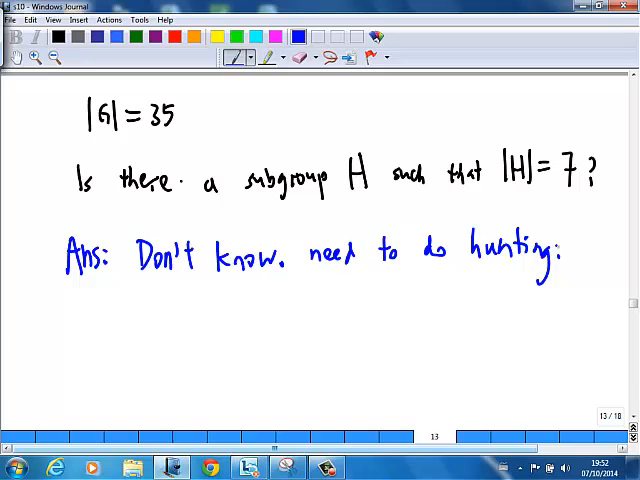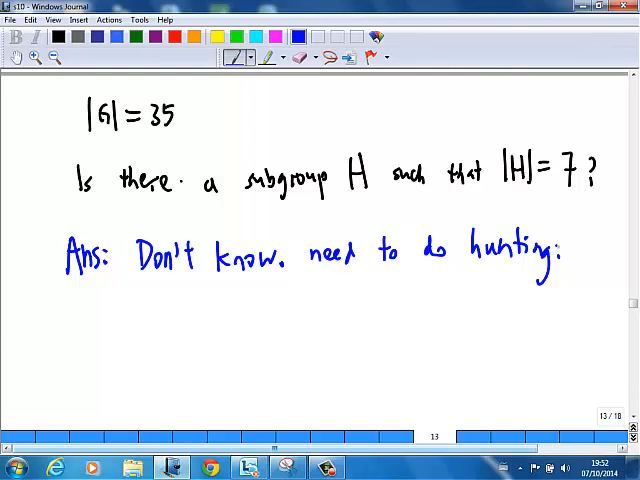At the moment, you have to do some hunting. You have to do construction. Because Lagrange theorem said that if there is a subgroup, the size must divide. If the size doesn't divide, you cannot have a subgroup. So in this case, you have H with 7 elements. Are you able to get these 7 elements to form a subgroup? Lagrange didn't say that. It just says this condition is necessary but not sufficient. So you may not be able to find them.